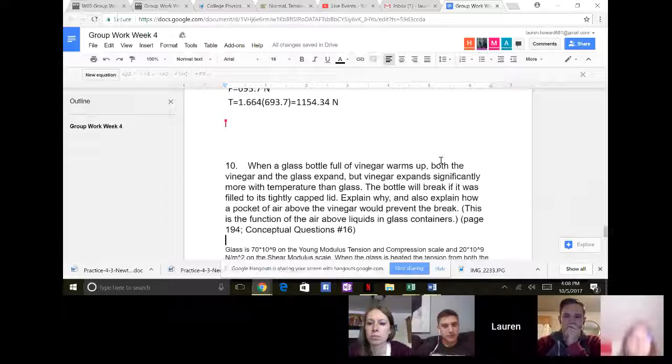Okay, number 10. All right. So when a glass bottle full of vinegar warms up, both the vinegar and the glass expand. But the vinegar expands significantly more with temperature than glass. The bottle will break if it is filled to its tightly capped lid. Explain why, and also explain how a pocket of air above the vinegar would prevent the break.